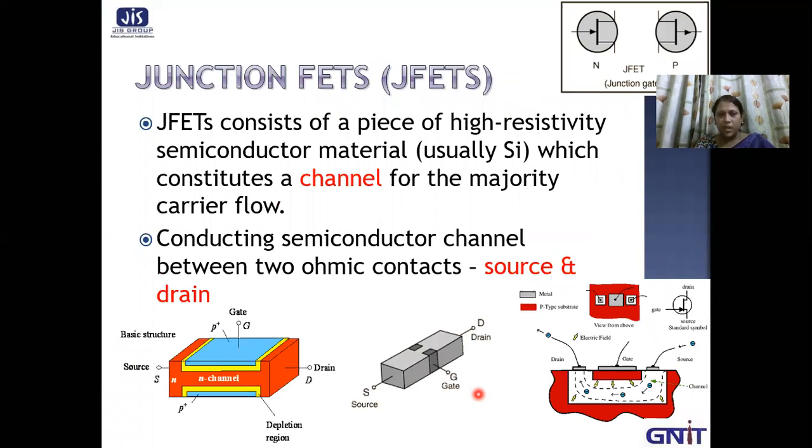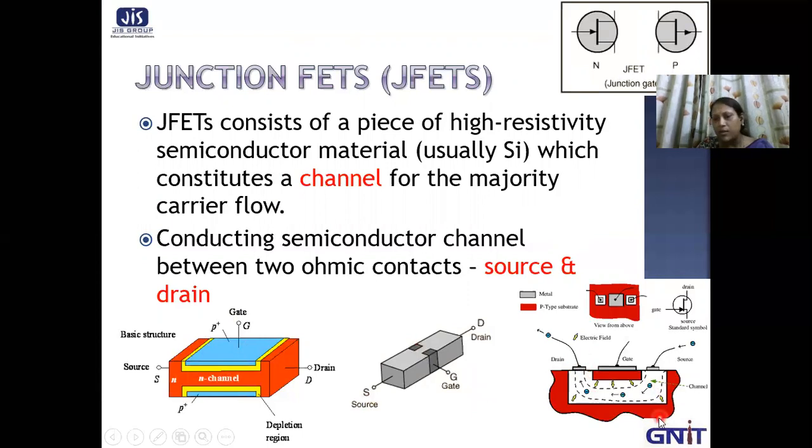So JFET consists of a piece of high resistivity semiconductor material, generally silicon, which constitutes a channel for the majority carrier flow. It is a conducting semiconductor channel between two ohmic contacts, that is source and drain. Here again the structure is repeating.